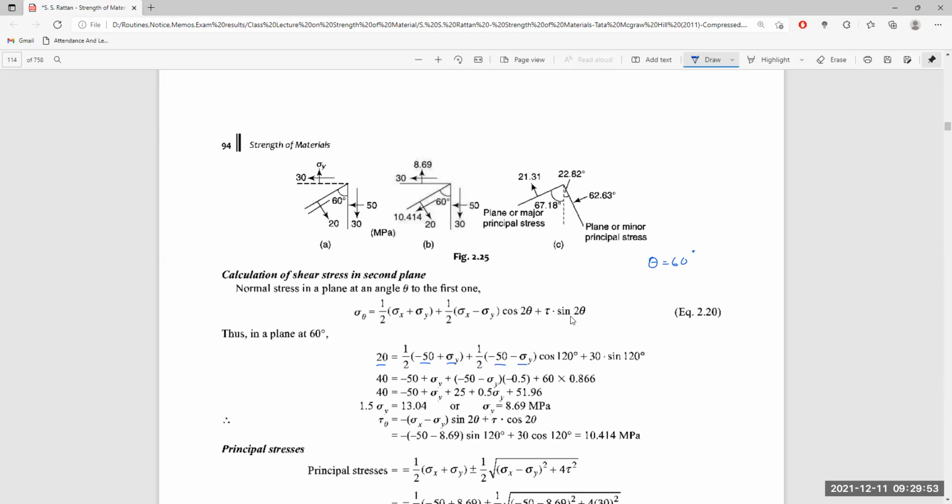So sigma y will become 8.69 MPa. So tau theta is equal to minus half of sigma x minus sigma y times sin 2 theta plus tau cos 2 theta. So minus half of minus 50 minus 8.69 times sin 120 plus 30 cos 120, which is equal to 10.414 MPa.